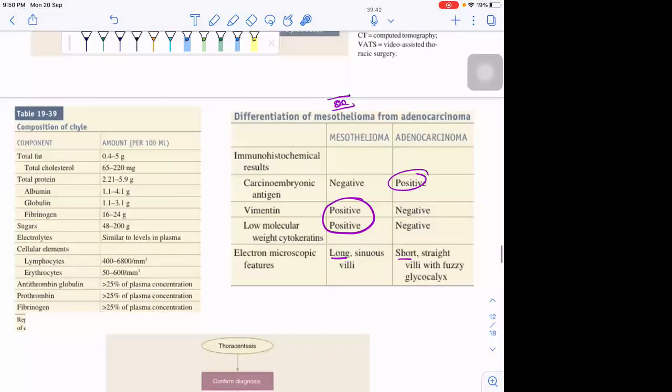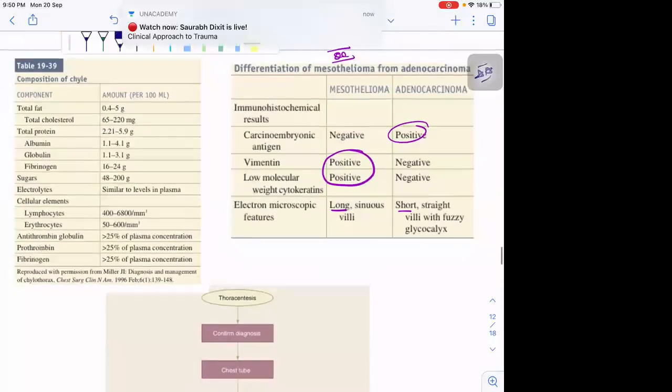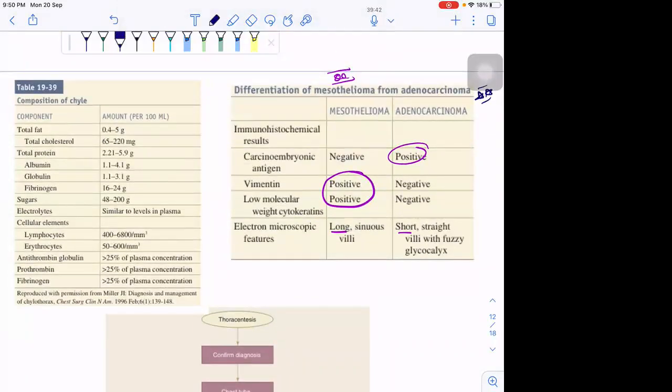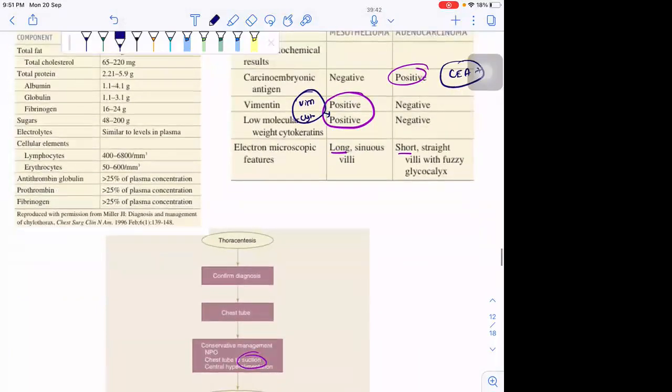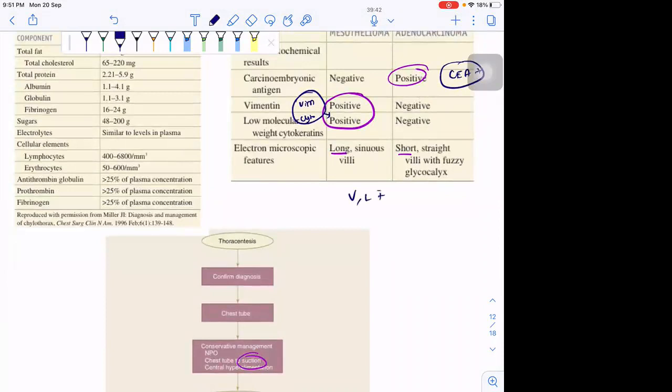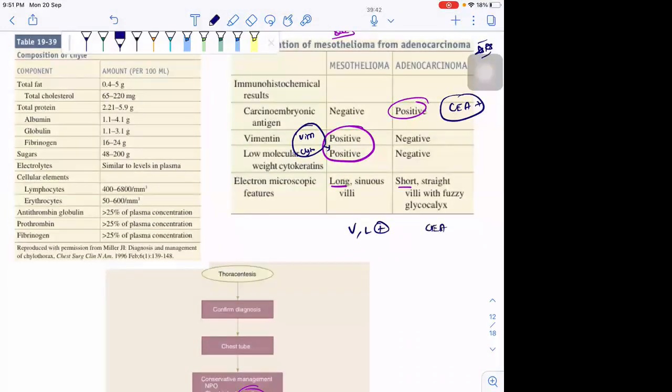Next is the differentiation between mesothelioma and adenocarcinoma. This is also very important. What are the differences between mesothelioma and adenocarcinoma? Adenocarcinoma will be positive for CEA. Vimentin and low molecular weight cytokeratins will be positive for mesothelioma, and for adenocarcinoma, CEA will be positive.